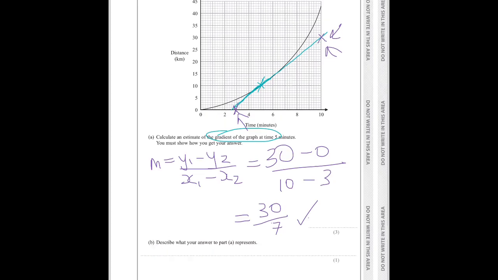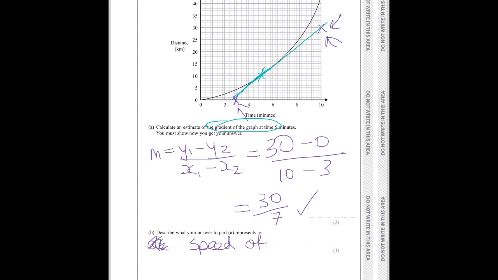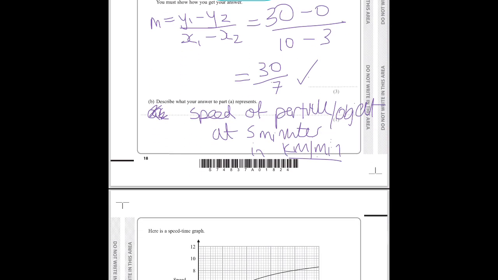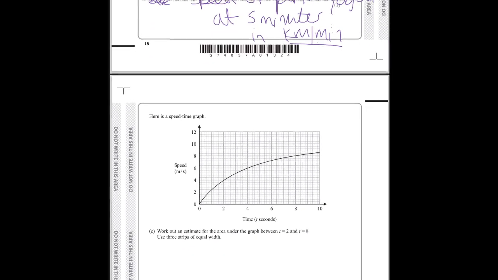So it's the speed of, it doesn't really give context, of the particle or object at 5 minutes. So at 5 minutes, it's traveling at whatever 30 over 7 is. This could be 4 point something meters per second, or kilometers per minute. Yeah, in kilometers per minute, right? Because that's what my y and my x are. It's the speed. Cool.